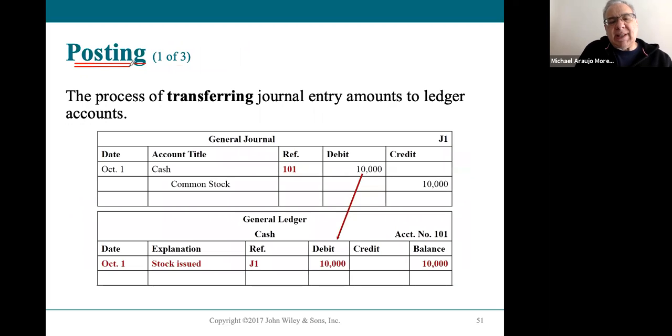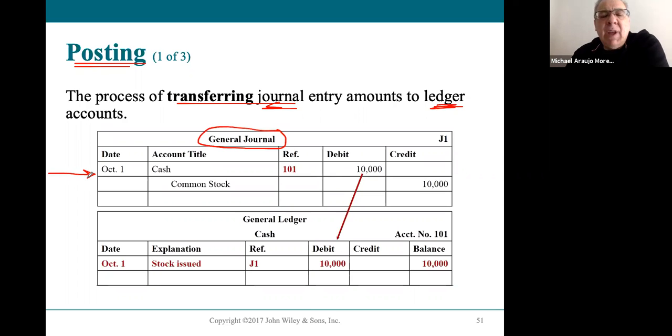What we're going to be doing is the act of transferring things from the journal to the ledger is called posting. And that's basically what this part of the chapter is, this objective is focused on, is posting. So how does it work? Well, let's take a look at our journal. Remember, when Sierra Corporation started, the owners put $10,000 of cash in exchange for common stock. And so we debited the cash account for 10,000 and we credited common stock for 10,000 in the journal. That would be the journal entry.